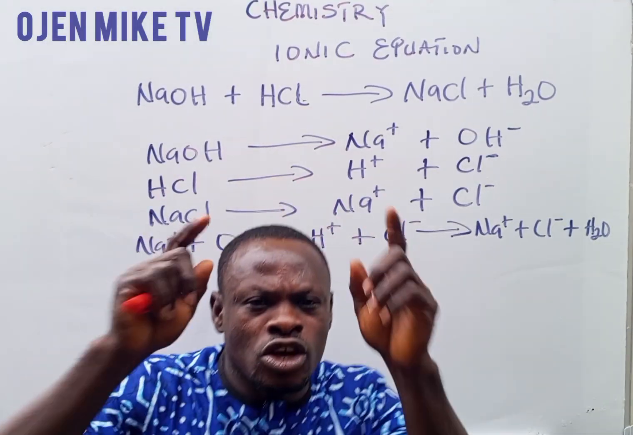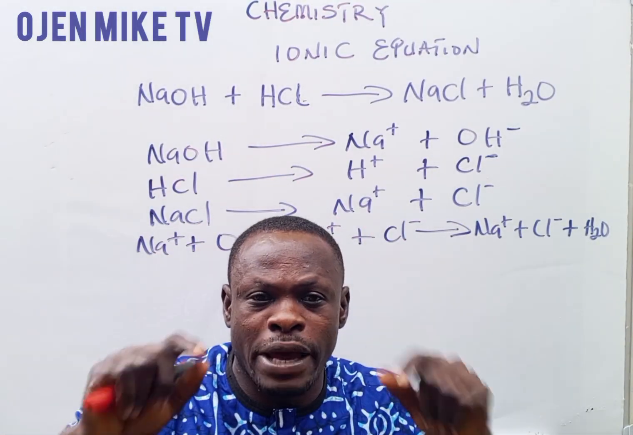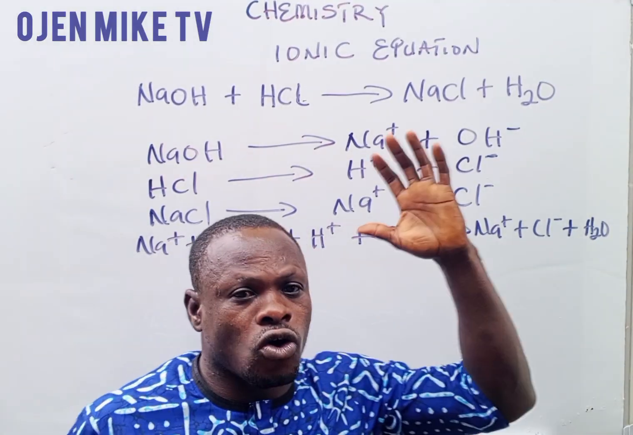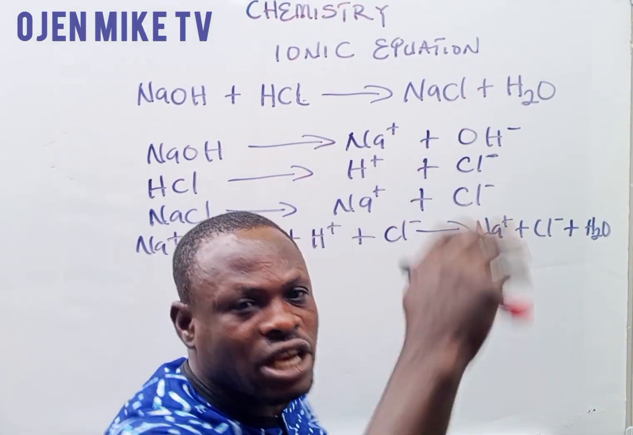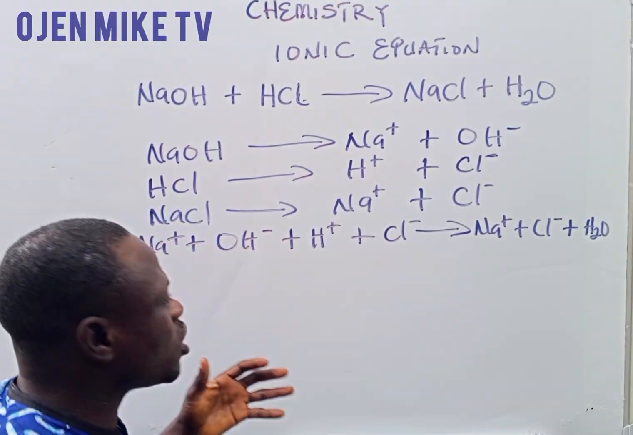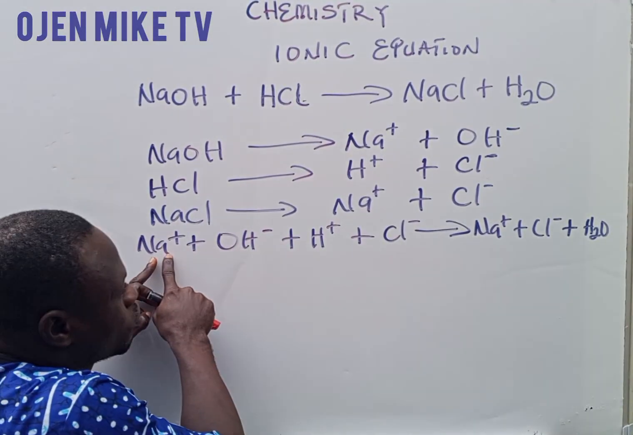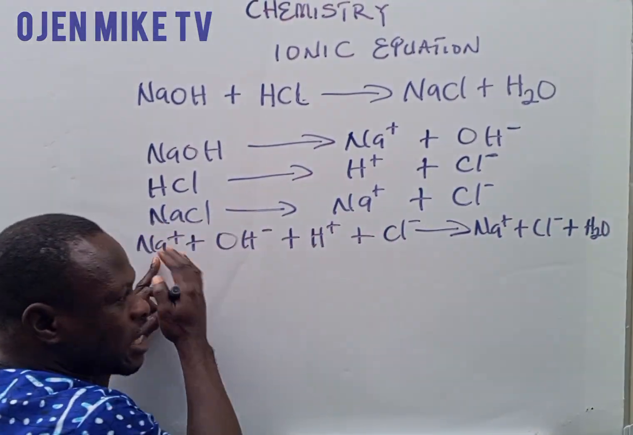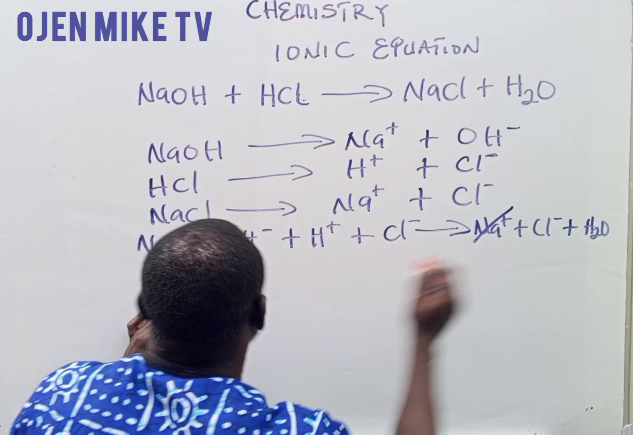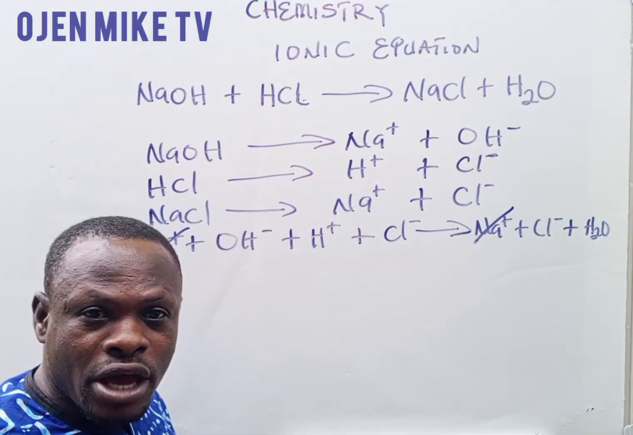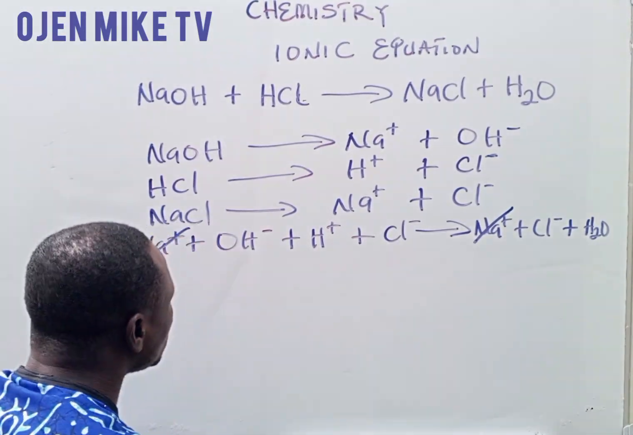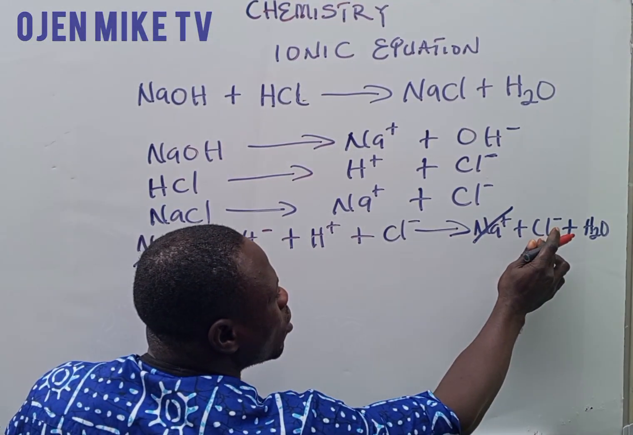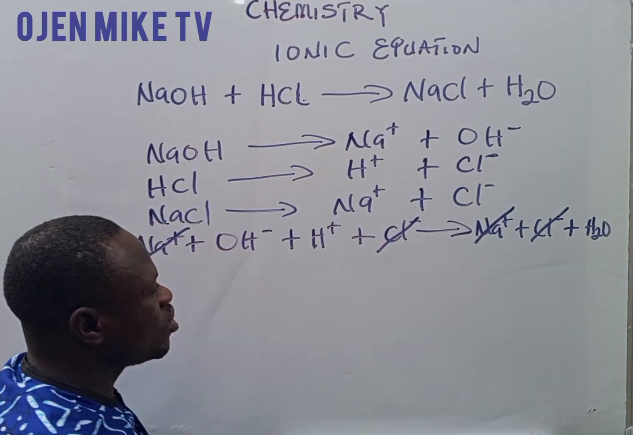Now, the next thing you are going to do is to cancel the spectator ions. Spectator ions are those that occur on both sides, the left hand side and the right hand side. Which ion occurs on both sides? We have sodium here and sodium here, on the reactant and the product. So you cancel the sodium because it appears on both sides. Next, chlorine here and chlorine here. You cancel it.